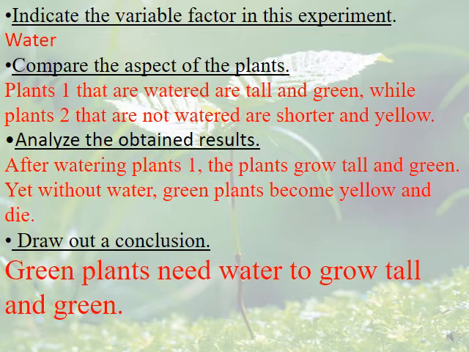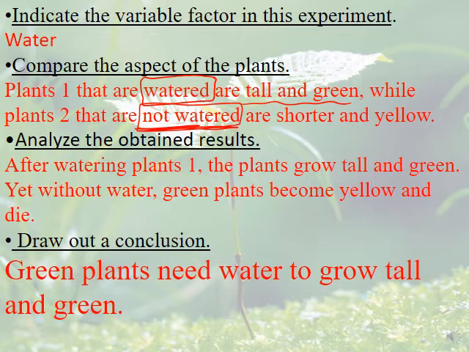Compare the aspects. Plants 1 that are watered, pay attention here. While I'm talking about the comparison, I have to mention the variable factor. Watered. Plants 1 that are watered are tall and green, while plants 2 that are not watered, this is the variable factor also, are shorter and yellow in color.